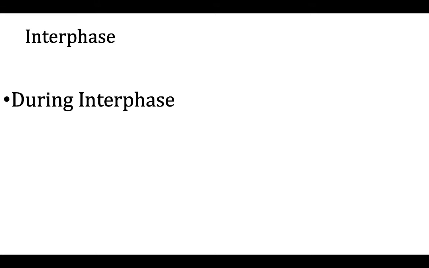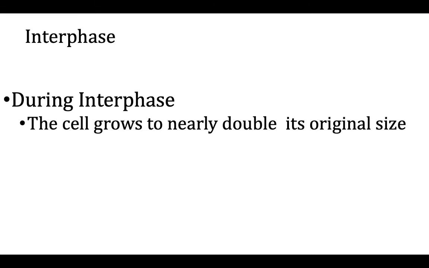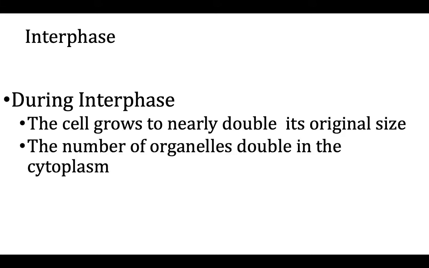So during interphase, a few specific things happen. The cell grows to nearly double its original size. This is towards the end of interphase, as it's preparing for cell division. The number of organelles in the cytoplasm also double, right? This is in preparation for cell division so that whatever cells are separated, each have a set of those organelles.